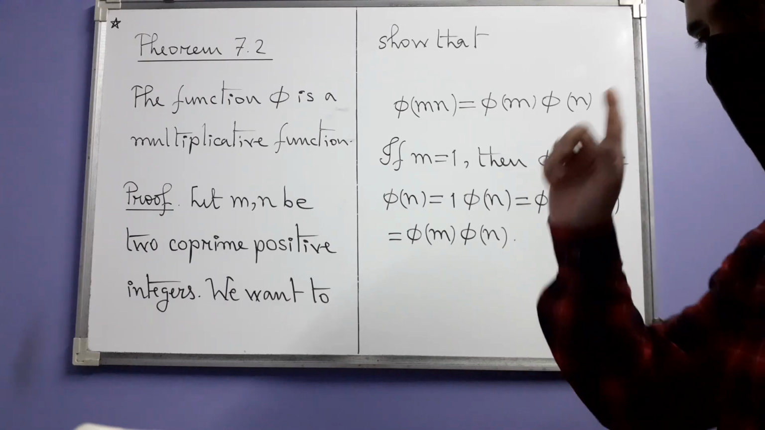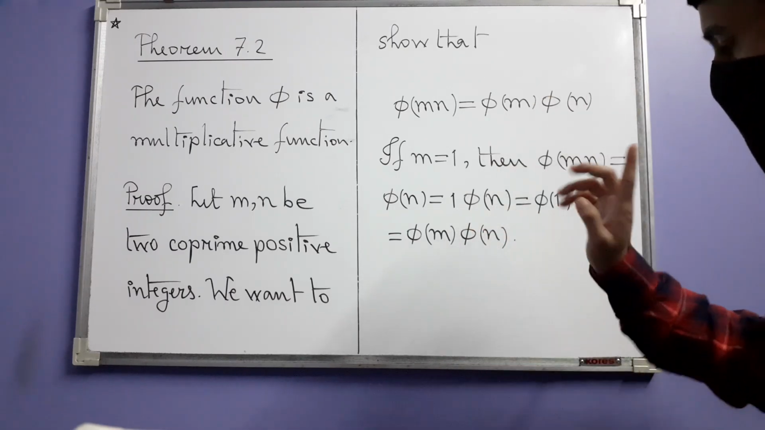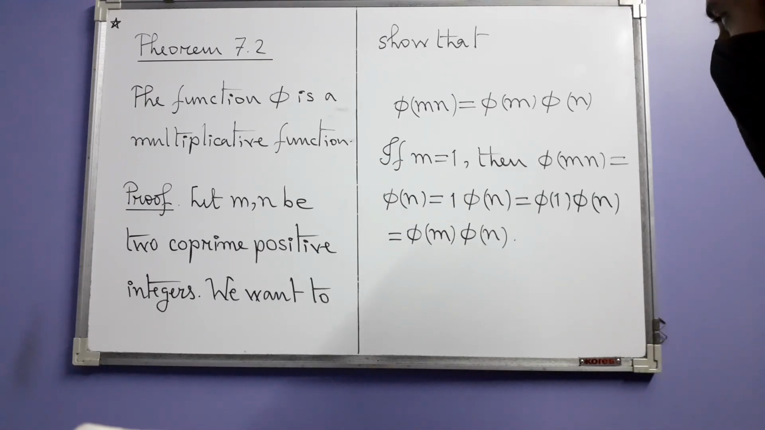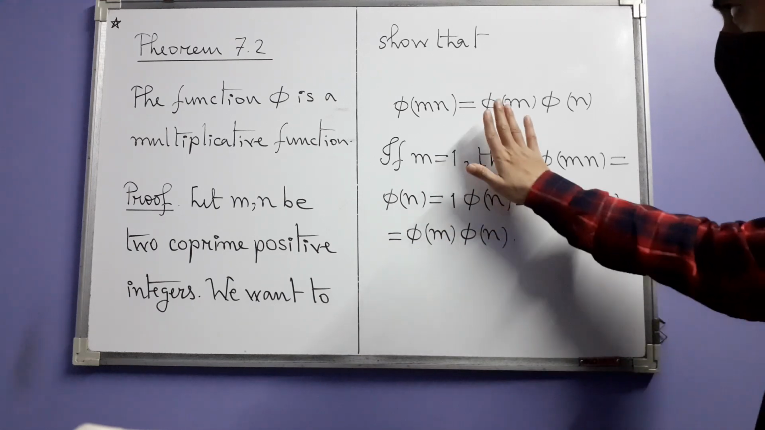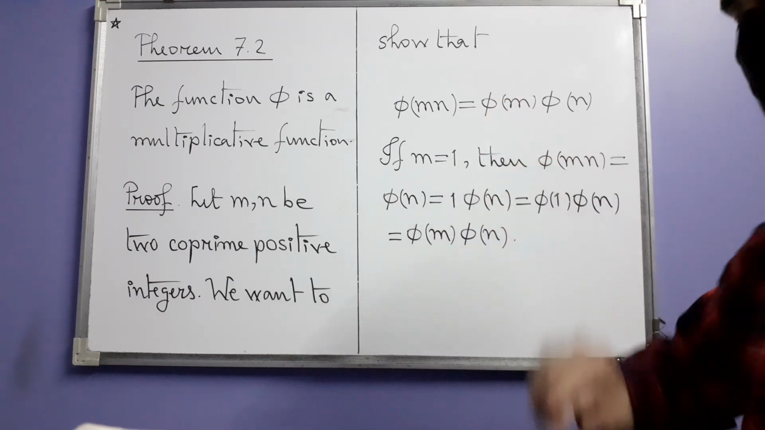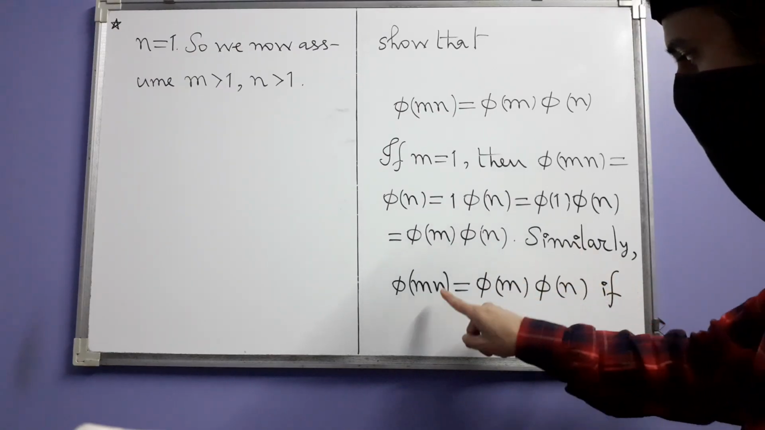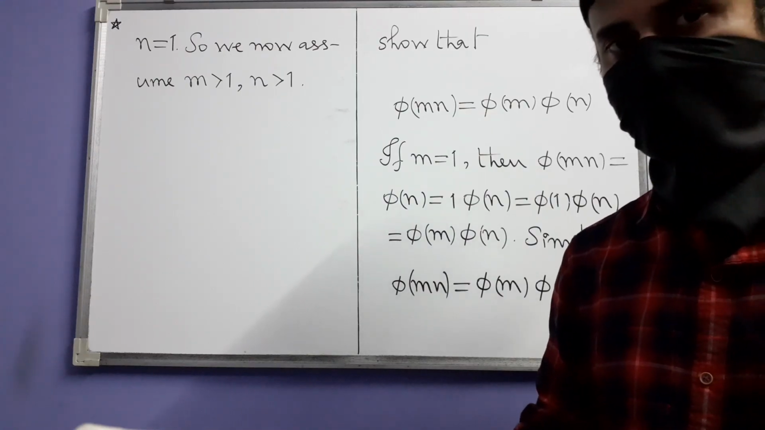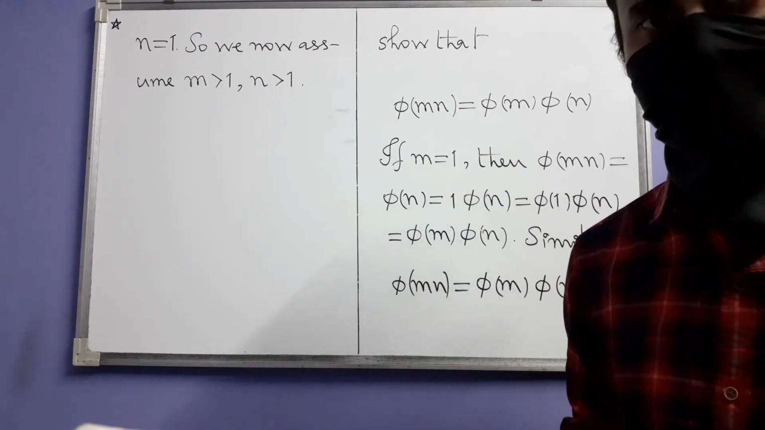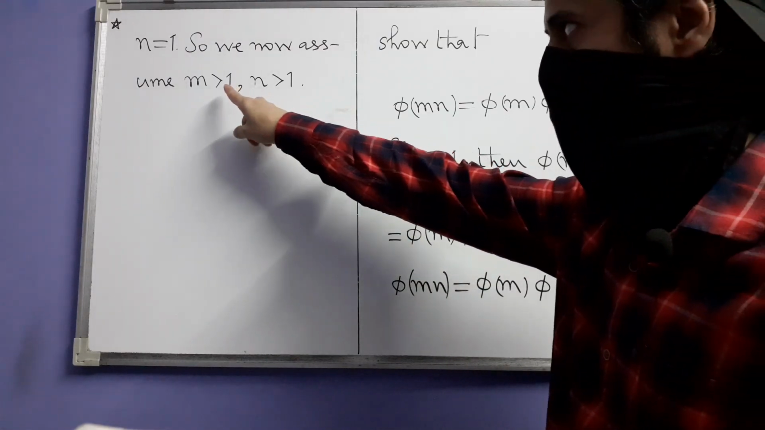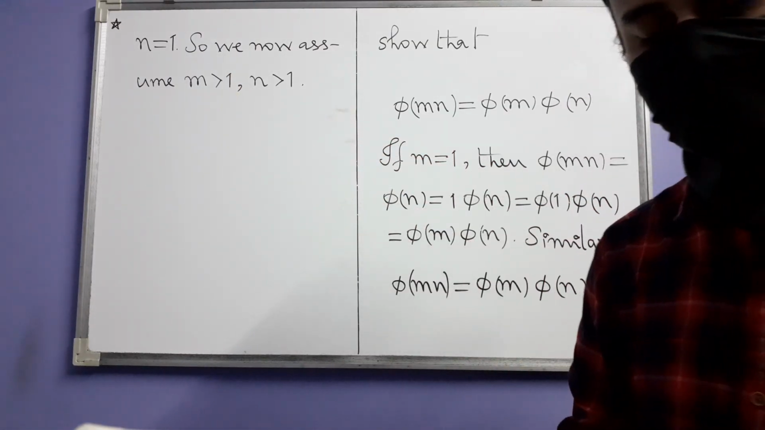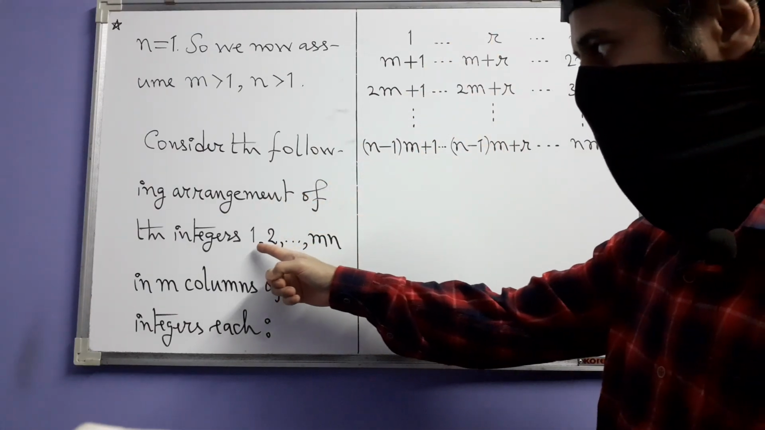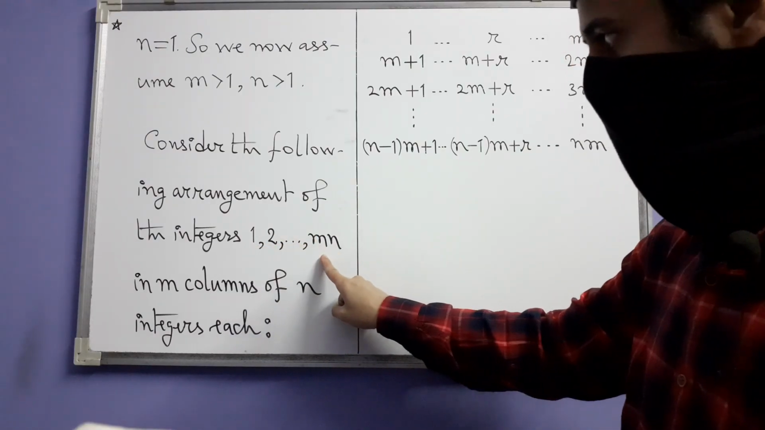And you know from our previous discussion that 1 is equal to phi of 1. And that comes from the definition itself. But phi of 1 is phi of m. So what we are trying to prove here is true in this case. Similarly, the formula is true if n is equal to 1. That means if either m is 1 or n is 1 or both are 1, we are done. And that is why we are now assuming that both m and n are greater than 1. Now next, consider the following arrangement of all the positive integers starting from 1 and ending with mn.